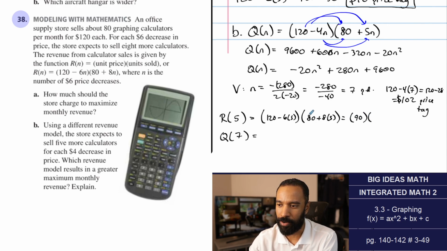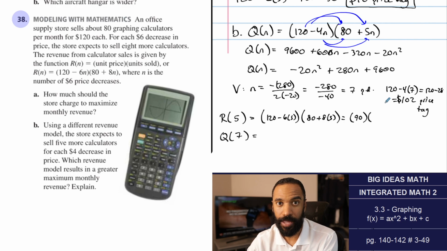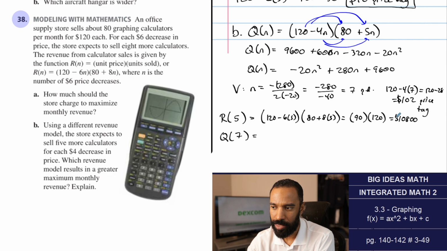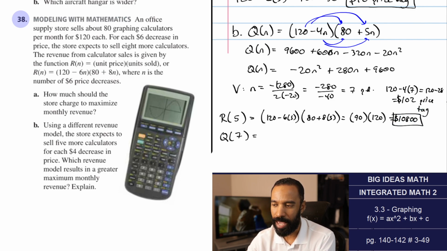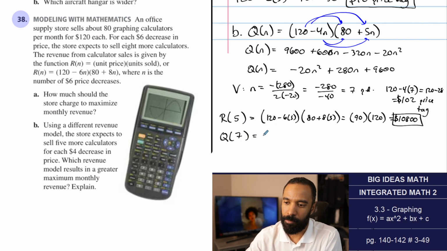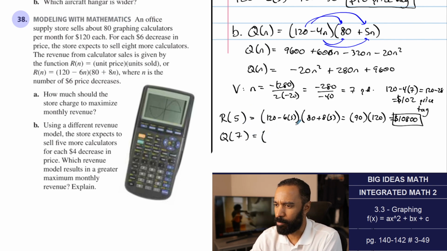We already figured that one out. And 8 times 5 is 40. 80 plus 40 is 120. 90 times 120, I can definitely do this without a calculator. 10,800. That's how many revenue bucks we're going to get for the first model. The second model, let's see how the second model pans out.